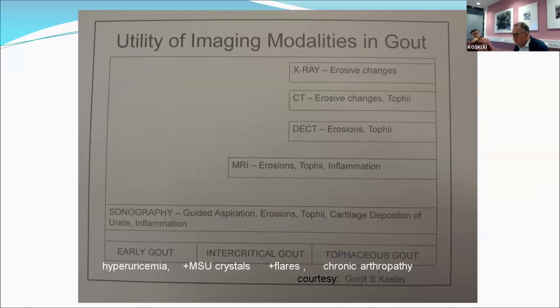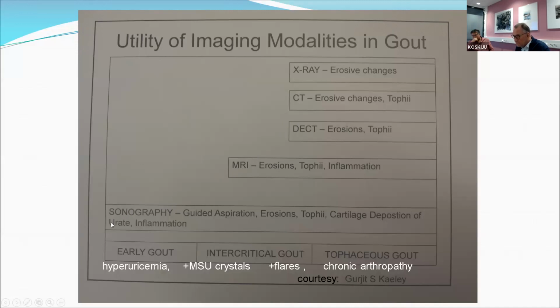We have different imaging modalities for gout, for example X-rays, CT, and DECT. I'll just tell you something about DECT. I'm not a specialist in that, and not a specialist in MRI. But then we have sonography.